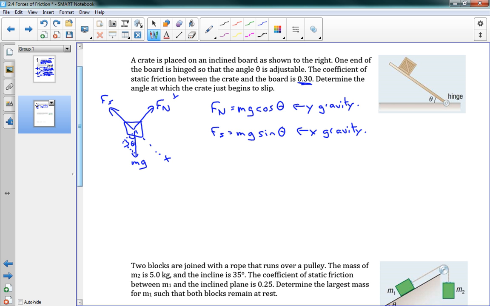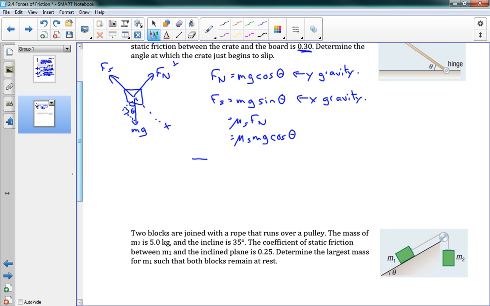Now, the other thing we can say is that Fs is equal to mu s Fn. And we just said above that Fn is equal to mg cosine theta. So then what we can say is that we have this statement for Fs and this statement for Fs. Those are equal to each other, so I can use those now, and I can say that mg sine theta is equal to mu s mg cosine theta.